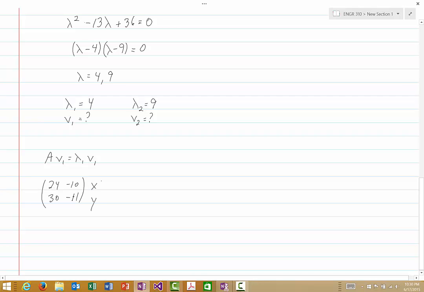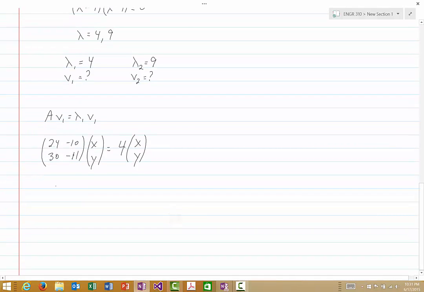A times (x, y) equals lambda 1, which is 4, times (x, y). So this gives us 24x minus 10y is equal to 4x, and 30x minus 11y is equal to 4y. The first equation gives us y equals 2x, and the second equation gives us the same result.